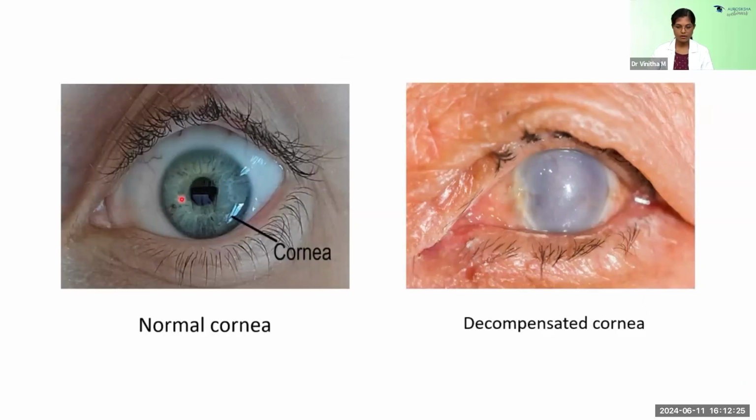This is a normal cornea where we can see what is inside because of its transparency. But this is a decompensated cornea where it lost its transparency due to the vascularization and corneal hydration.